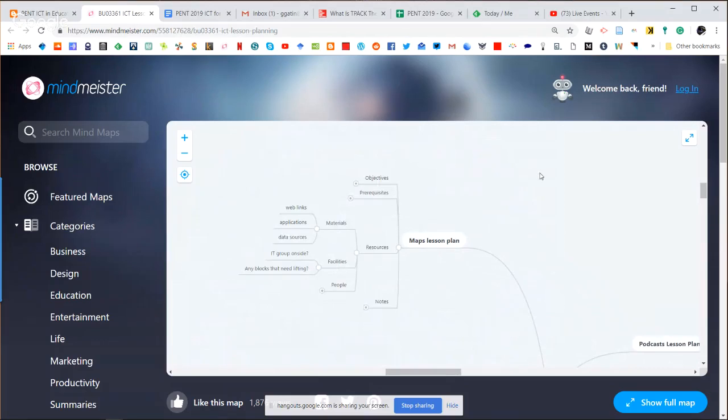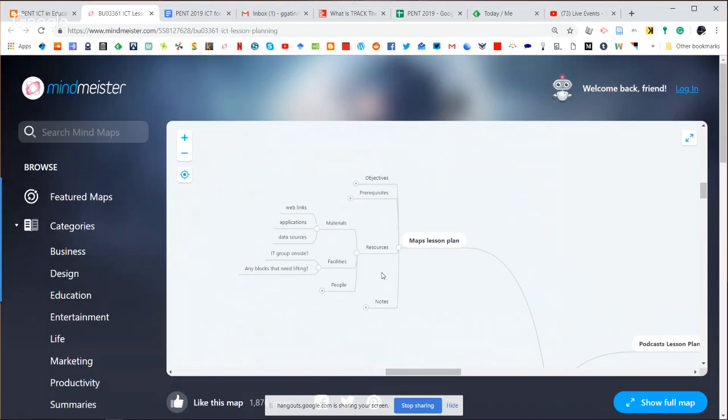What are we going to use? What are you going to use to teach this lesson? What do your students have to have available to them when you're teaching the lesson? Do they need a computer? Do they need access to the internet? Do they need permissions? What resources do they need? What applications do they need? What data sources do they need? If they need inputs from someplace.